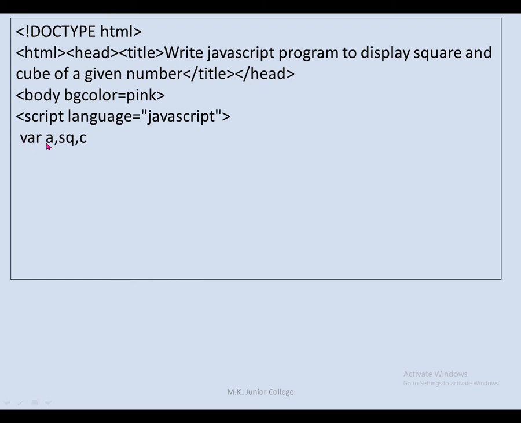Here you are declaring three variables. This is the declaration statement: var a, sq, c. The names may be anything. a is the variable for the number, sq is to store the square of that number, and c I am declaring to store the cube of that number. That's why I need three variables here. Next is a = prompt("Enter a number"). Very simple, you are using prompt here.